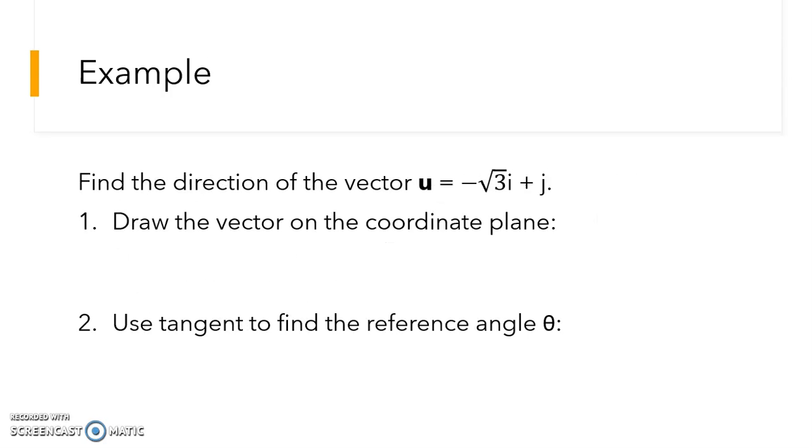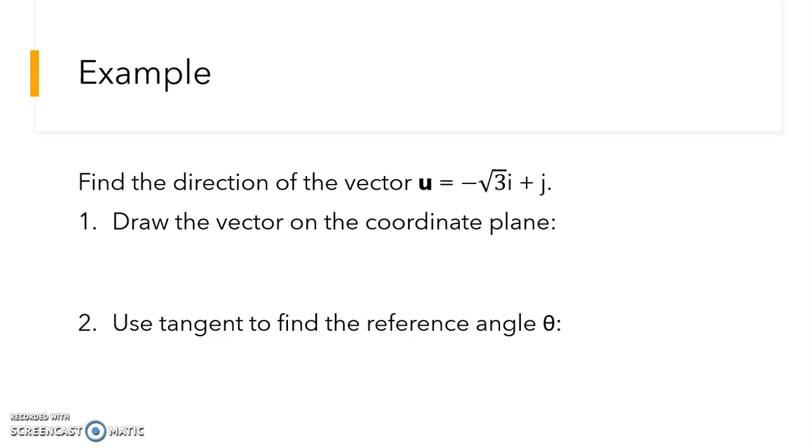In this example, they want us to find the direction of vector u, which is negative square root 3 i plus j. So what I've done is I've written out 2 steps for you. The first step is to draw the vector on a coordinate plane. Now, we do this so that we can tell which quadrant we're in, because remember, we need to measure off of the positive x-axis in a counterclockwise direction.